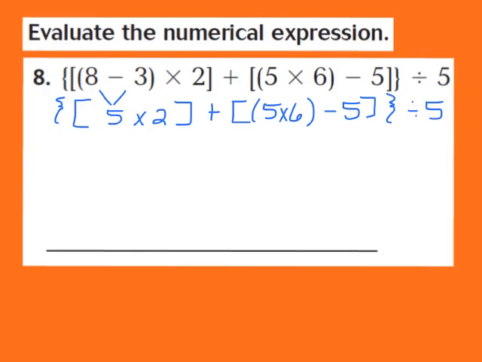Now what I notice is I still have another set of parentheses that I need to be working in. So I'm next going to go ahead and solve what's in those parentheses, which is 5 times 6. Well, I know that 5 times 6 is going to give me 30.